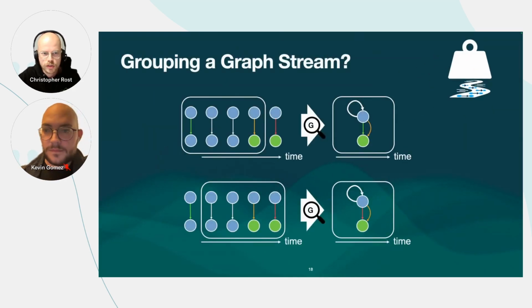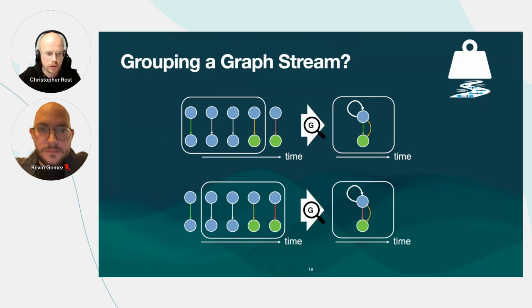So what is grouping a graph stream? Imagine here in our example, we have a graph stream on the top left side. We have nodes of different labels, which are here the colors, and edges of different labels. When we group it, we first define a window for the most recent time unit that we want to capture, for example, 10 minutes or 15 minutes or 10 seconds.